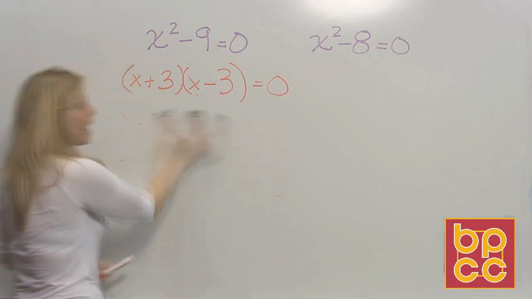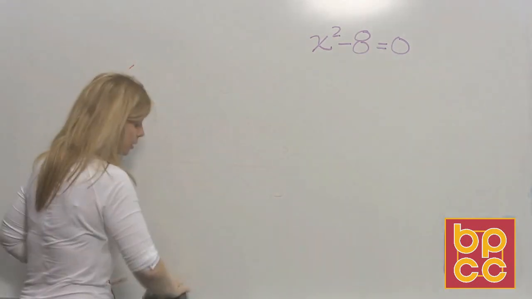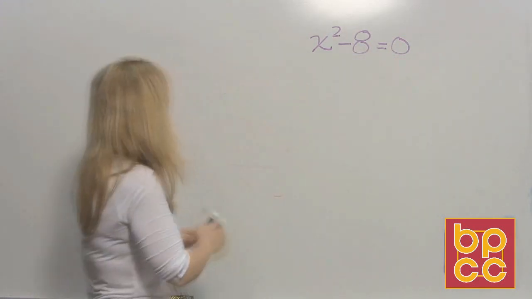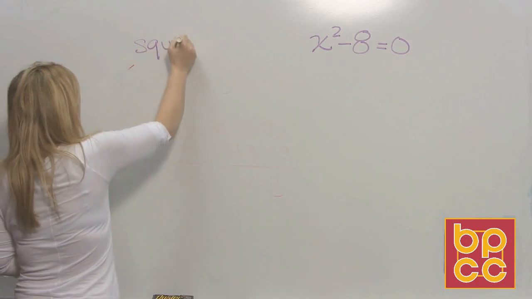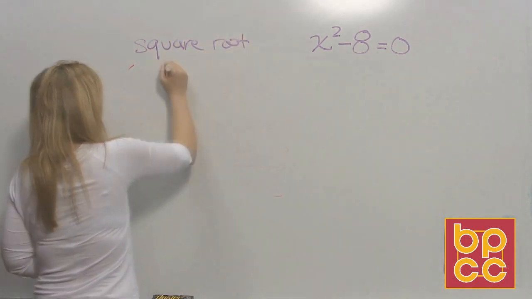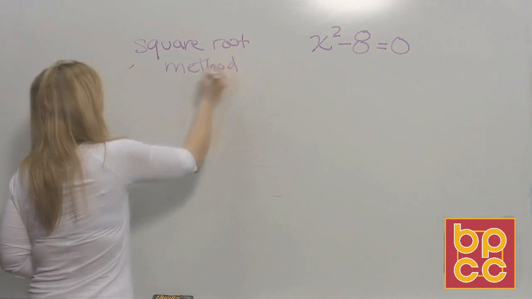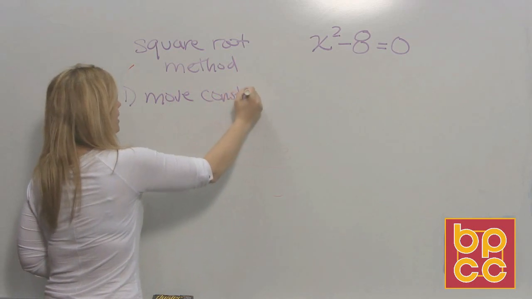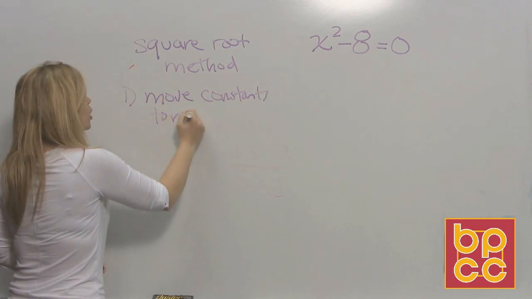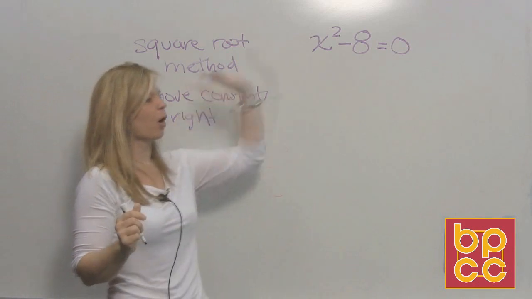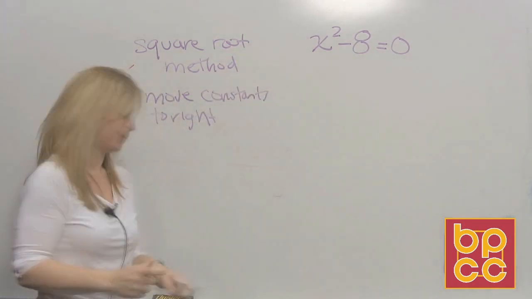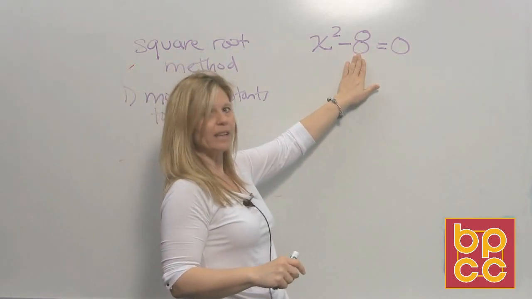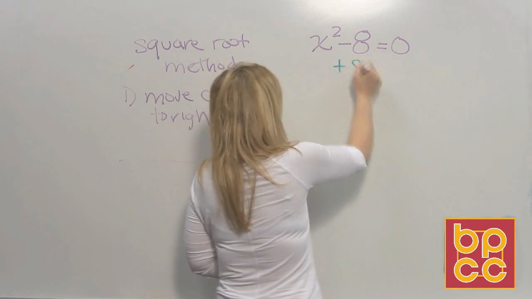Step 1 is you do not want the equation equal to 0. Because, guys, the square root of 0 is always going to be 0. So to solve this by doing the square root method, step 1 is to move your constants to the right. You want to move every number away from the square root that you possibly can. So we already know how to do that. So I'm going to move this negative 8. How do I move a negative 8? I do the opposite. I add 8.